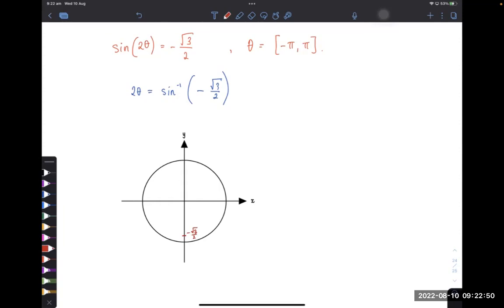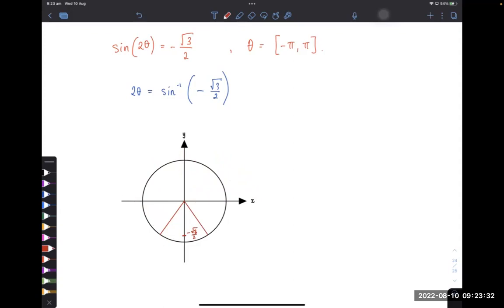So how many solutions will we have? Tell me when to stop. Stop. Because this angle gives me a Y value of negative root 3 on 2. But there's another one. Tell me when to stop. I want a Y value of negative root 3 on 2.